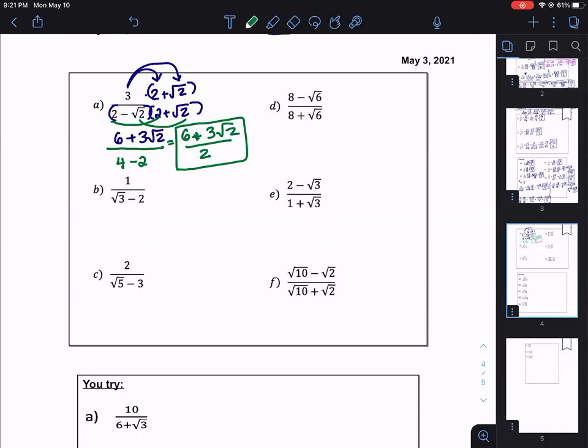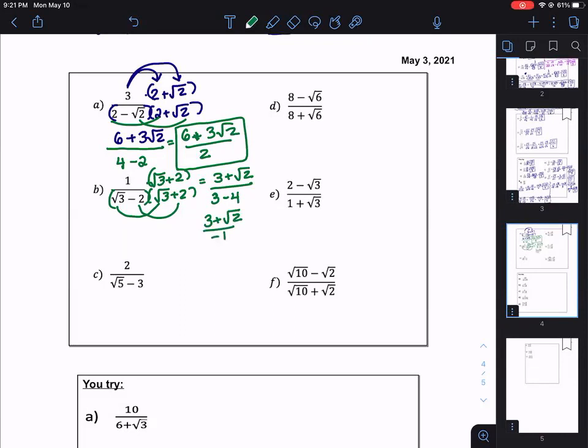For B, you're going to use the conjugate. So again, the conjugate here is going to be radical 3 plus 2. It's just the same binomial with the opposite sign. In the numerator, when we distribute, we just get 3 plus radical 2. In the denominator, the radical 3's give me 3's. The 2's give me 4's. I get 3 plus radical 2 over -1.